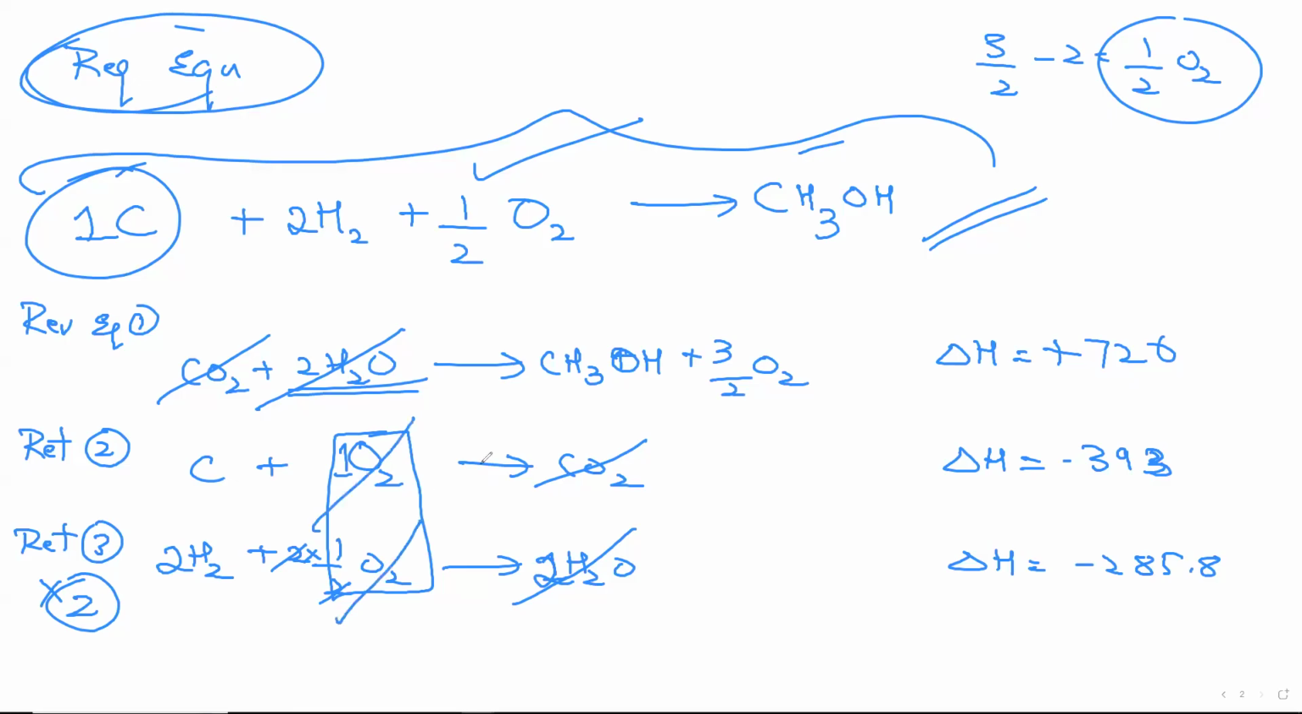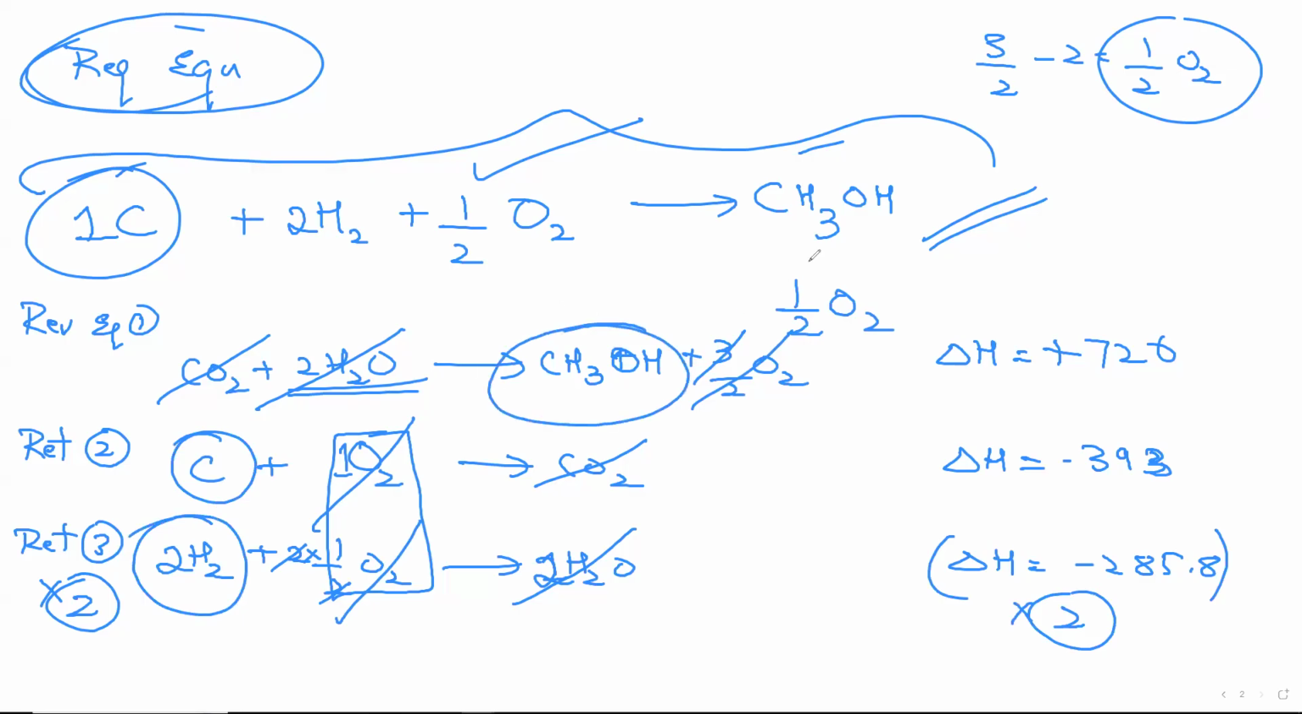Both these O2s will get cancelled, and half O2 remains. I'll write that. Apart from this, there's no change. But I forgot to do one thing. I'm supposed to multiply this also with 2. Why? I multiplied the whole thing with 2. Now what is remaining? I'll cross it. C is remaining, 2H2 is remaining, CH3OH is remaining, half O2 is remaining. That's exactly what I wanted.